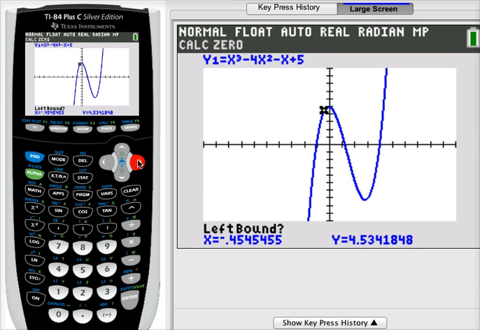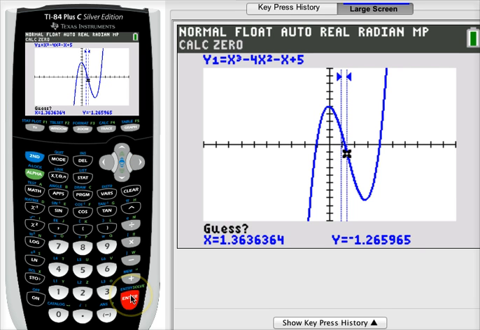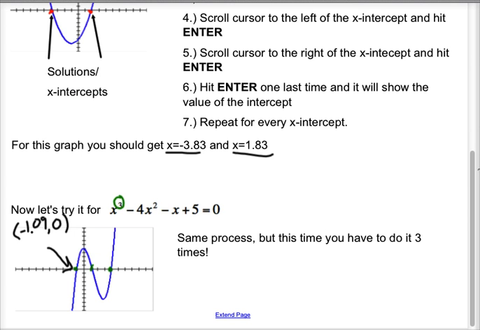Now let's do our middle zero. So here I'm to the left of it. Now it's asking for the right-hand bound, so I move to the right of it. Hit enter. Hit enter one more time. Now it's telling me that zero is at 1.16. So let's write that in. So this zero is at 1.16.